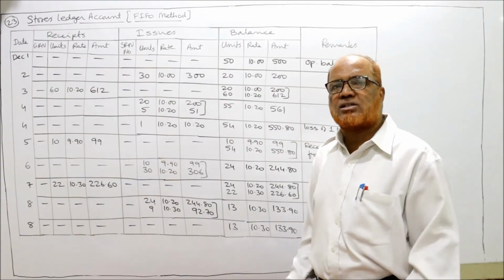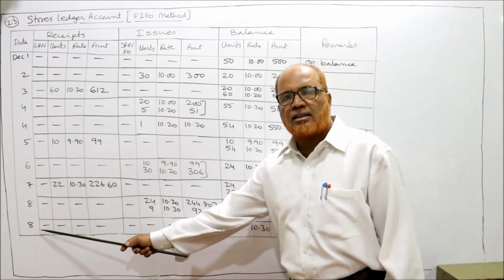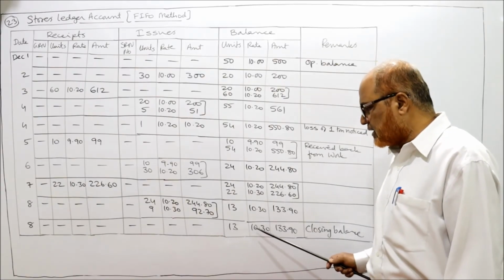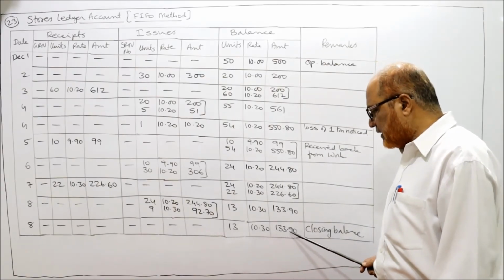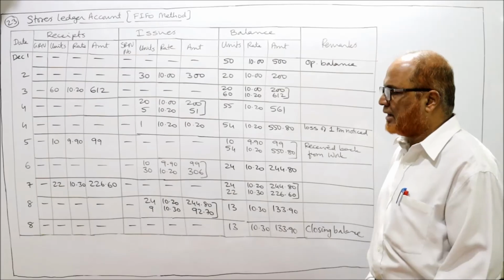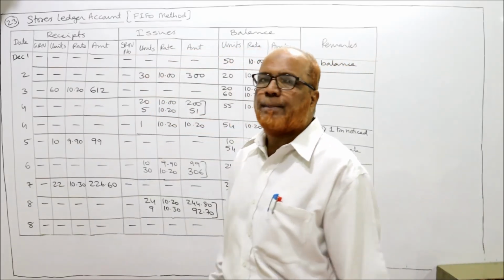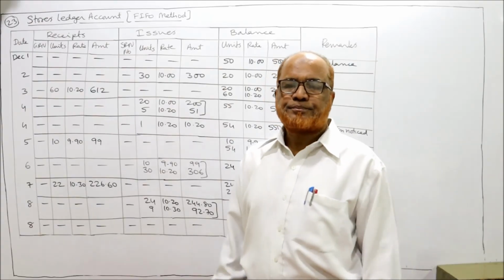That's all, the transactions are recorded. Now the closing balance on 8th of December is 13 tons, 10.30, 133.9. This is the closing balance. That's all. So this is the end of problem number 23.